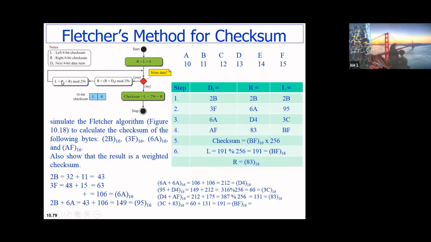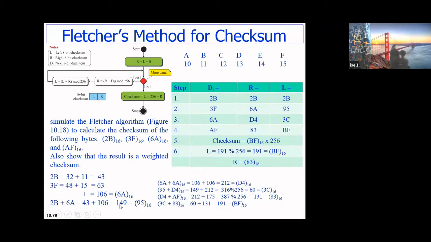Next step is this. So L is equal to L plus R. So what was L in the previous step? It was 2b, plus R is 6a. So 2b plus 6a. I have calculated 2b as 43 and 6a as 106, which is nothing but 149.